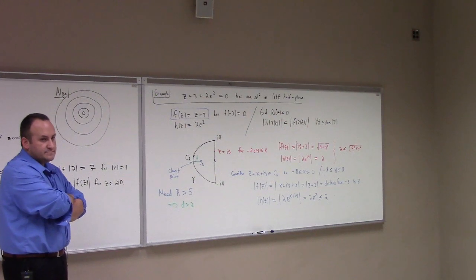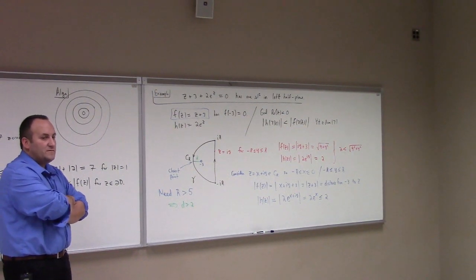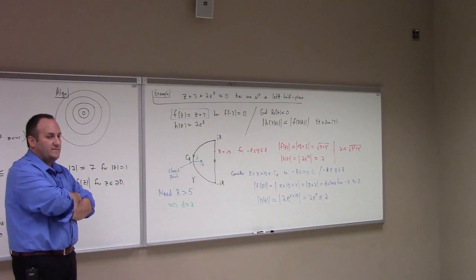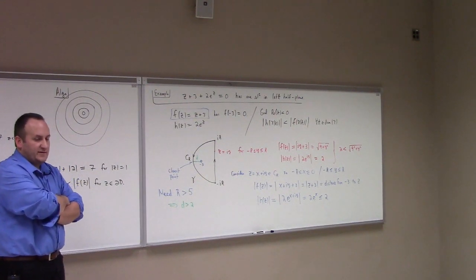So we just make R bigger, and then eventually we get there. Rouche's theorem does not hold for all r. So the fact that it fails for r less than 5 doesn't trouble us. It's just irrelevant.